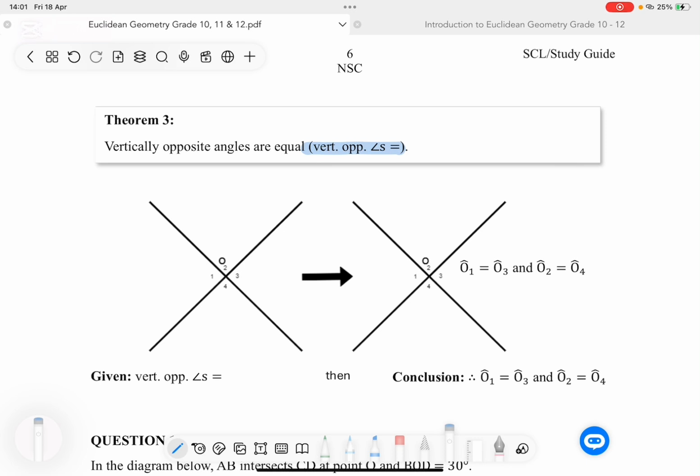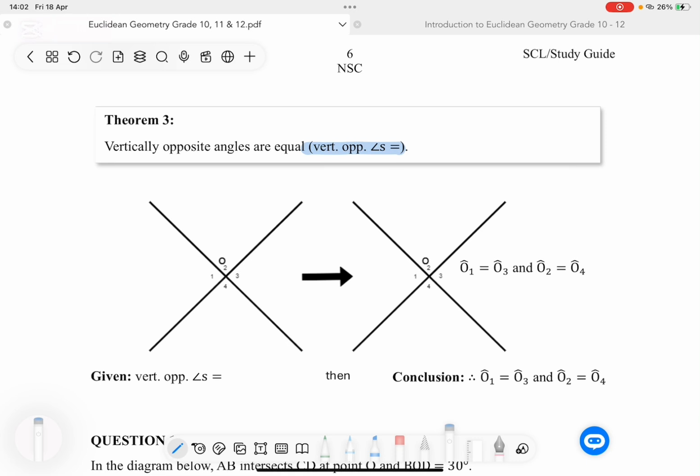We are actually given angles that are vertically opposite. If this is the situation, we can then conclude that the vertically opposite angles are equal. If you look at angle O2 and angle O4, they are angles that are vertical to each other and they are opposite to each other. Remember, opposite is something that is in front of you. 2 is actually in front of 4, or you can say 4 is in front of 2, whichever way you want to put it. That's why those two angles, angle O2 and angle O4, are equal.